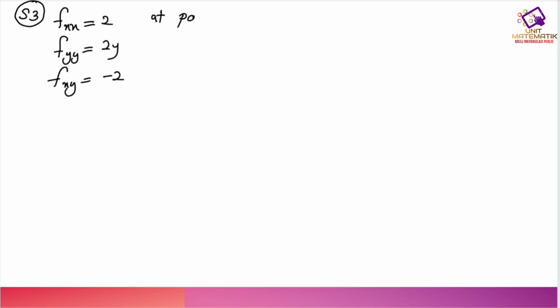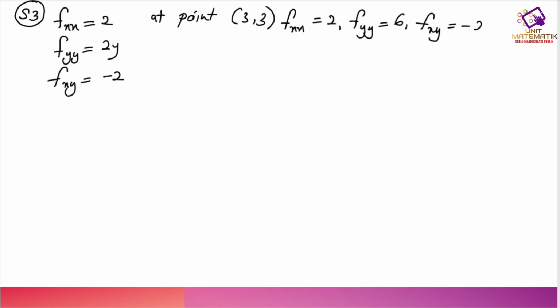Next, for step 3, find the second order partial derivatives. Find f sub xx from f sub x is 2. And find f sub yy from f sub y is 2y. And find f sub xy from f sub x is negative 2. At point (3, 3), f sub xx equal to 2, f sub yy, substitute the value of y is 3, equal to 6, and f sub xy equal to negative 2.